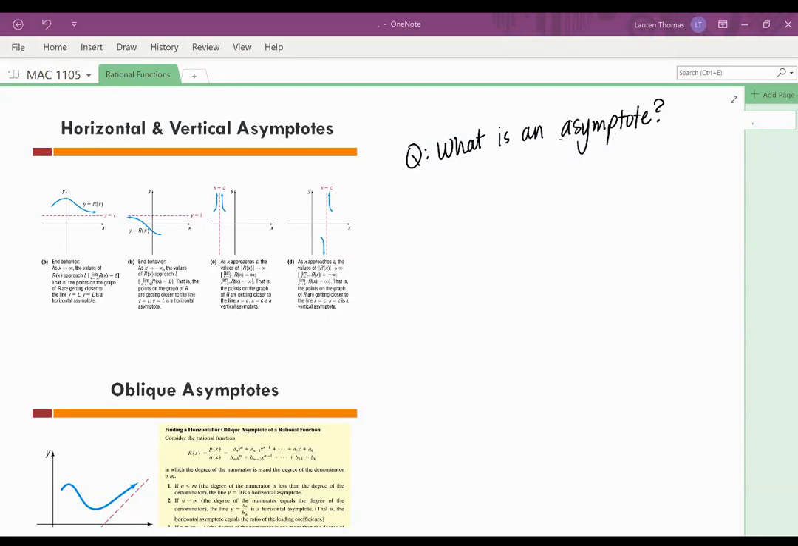All right, you guys, we're going to continue our discussion on rational functions. The next thing we're going to be looking at are asymptotes. So you may be asking, well, what is an asymptote? Well, it's a line that a curve approaches as it heads towards infinity.